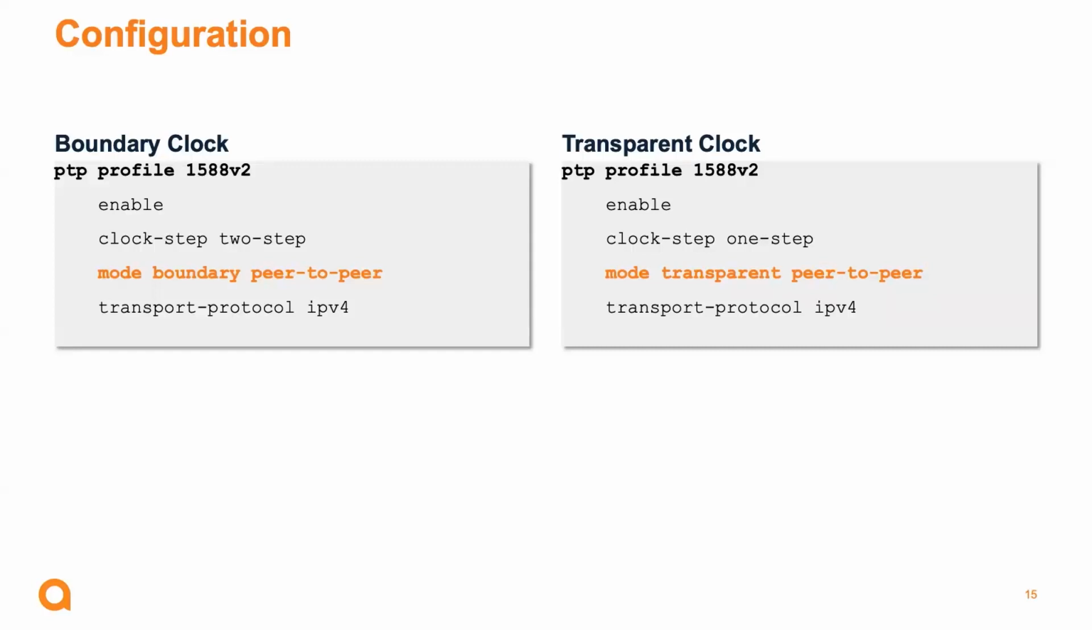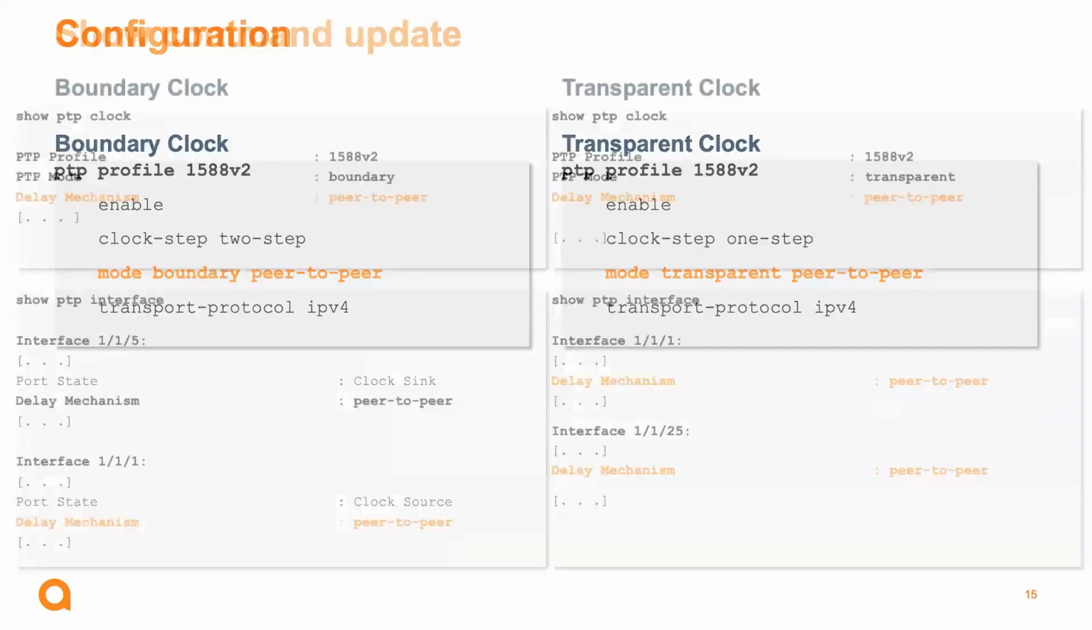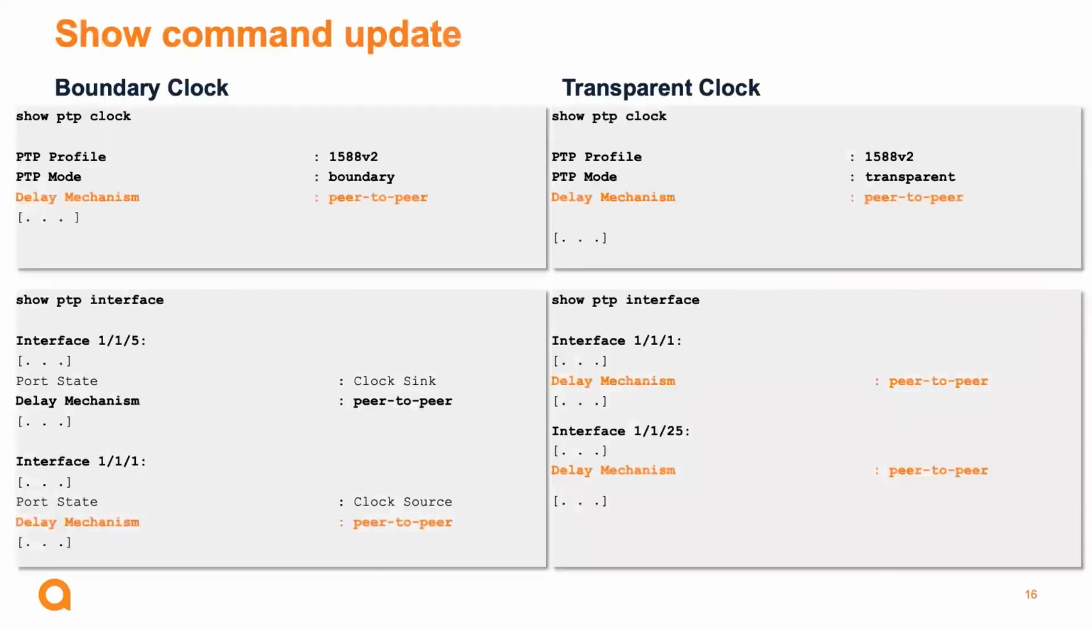It's a very simple configuration. And for the show commands that will help us eventually in troubleshooting, you have the show PTP clock, which will show you the delay mechanism, now that that's pertinent and applicable. And then also the show PTP interface will show the delay mechanism on all the interfaces that have PTP.